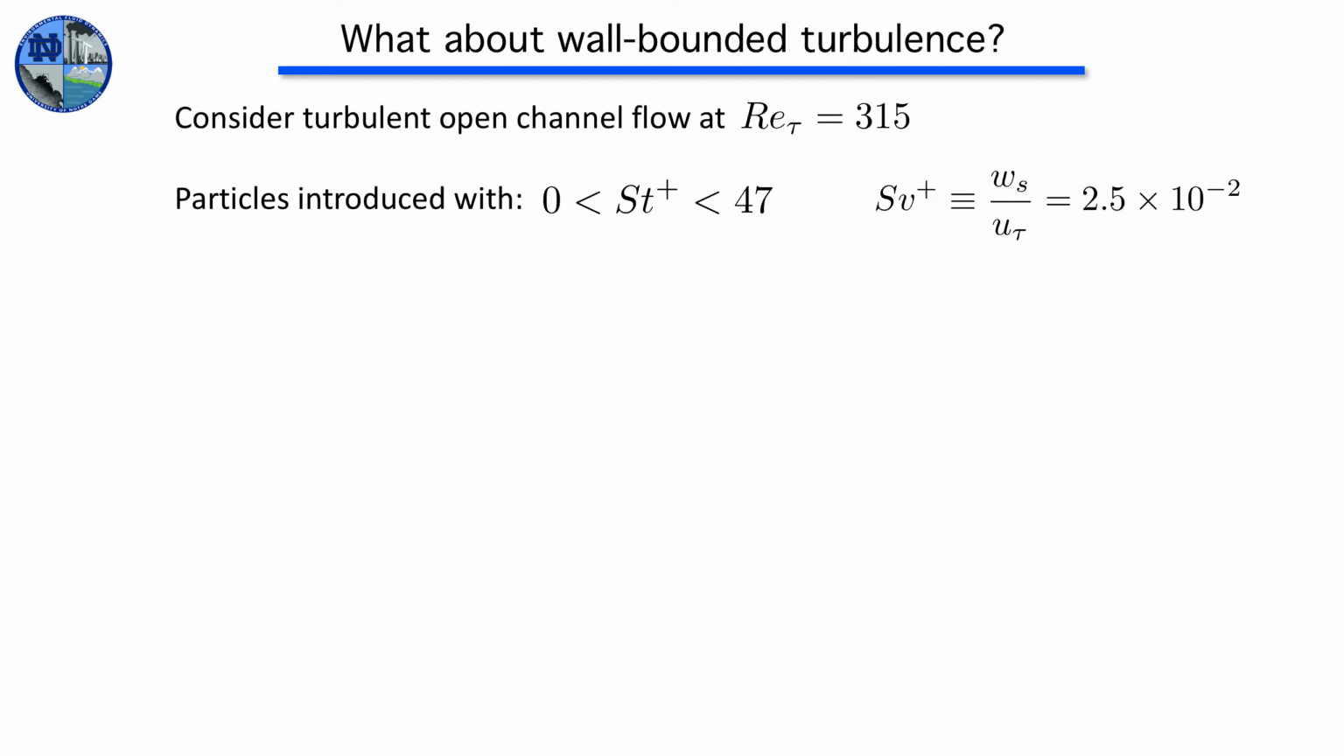We're going to introduce a theoretical framework for studying this, but we're also going to run some DNS where we just introduce one-way coupled particles, very standard point particle approximation, with Stokes numbers based on the viscous scale between 0 and about 50. And like the study I just referred to, we're going to keep the SV number, which is the Stokes settling velocity, a constant, divided by the friction velocity, constant throughout all of the simulations. And that's done by changing the value of the gravitational acceleration. This is done so that any effect that we see is due only to a change in the Stokes number, not because we're simultaneously changing the settling tendency as well.